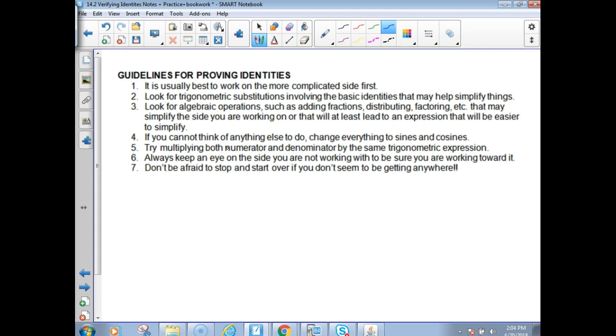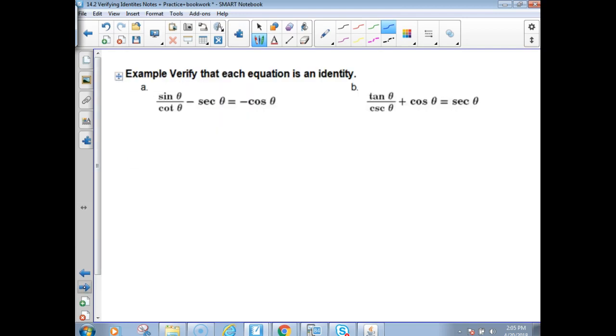Okay. Try multiplying both the numerator and denominator by the same trigonometric expression. Remember conjugates, pairs and stuff. Sometimes that could come into play. Always keep an eye on the side you're not working with to be sure you're working toward it. Don't be afraid to stop and start over if you don't seem to be getting anywhere. This is not a formula thing. It's not a 100% predictable pattern such as factoring is. It's different. So you have to practice doing them.